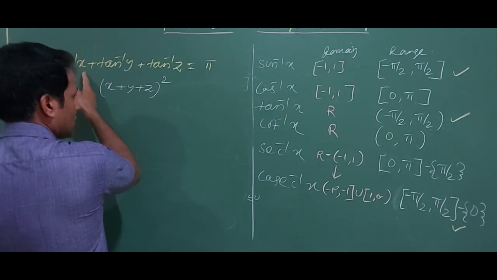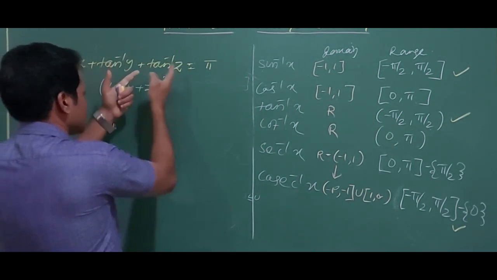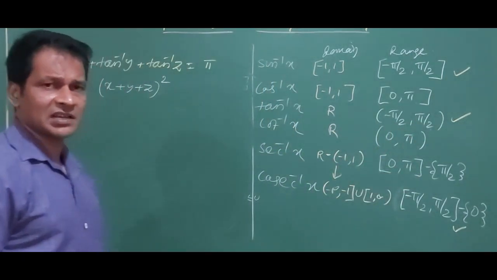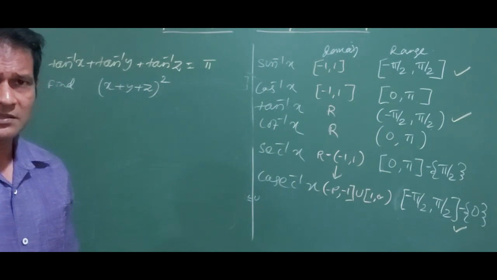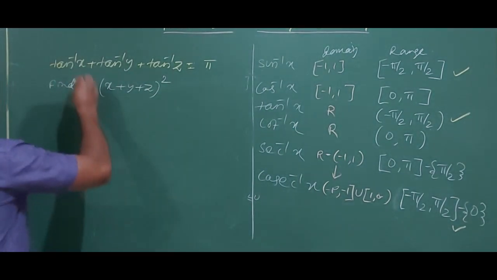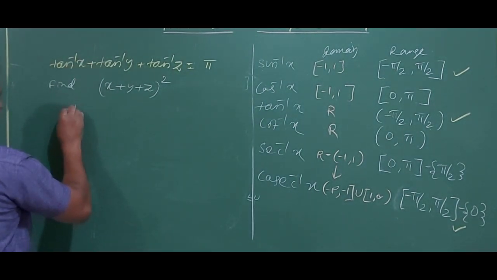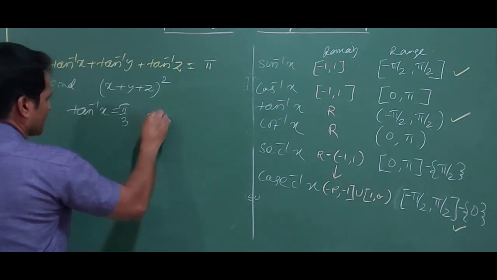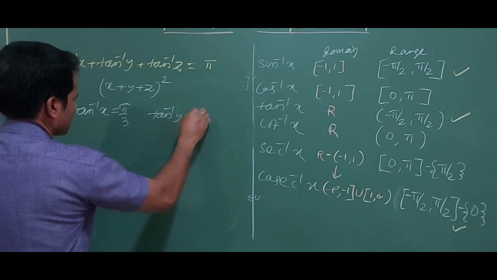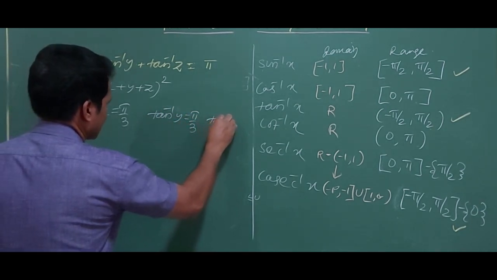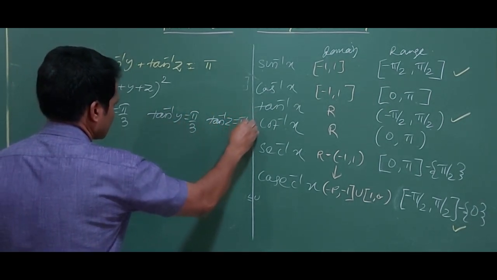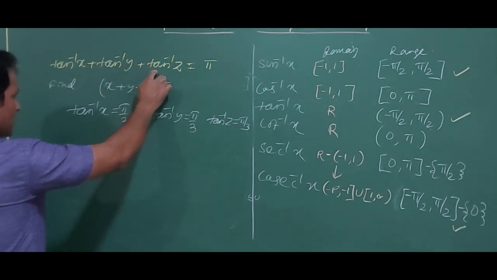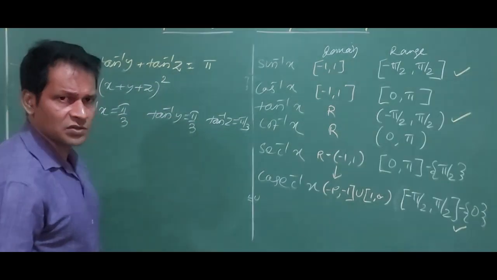I think about range, I don't think about domain. This is range, this is range, this is range. So tan inverse lies between minus pi by 2 and pi by 2. What must I take so that the three values added become pi? The best way to solve it is tan inverse x equals pi by 3, tan inverse y equals pi by 3, tan inverse z equals pi by 3. Pi by 3 plus pi by 3 plus pi by 3 is 3 pi by 3, that's your pi.